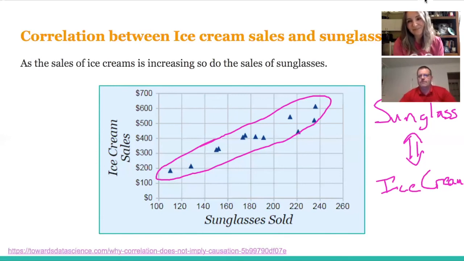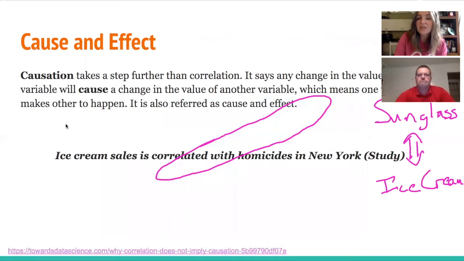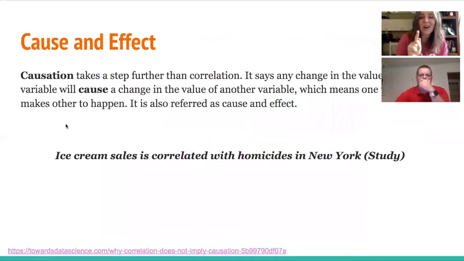Right. Okay. So it turns out that another thing is correlated here. Turns out that ice cream sales and homicides in New York, and I don't have a graph for you on this one, are also correlated. So if you graph these together, you're going to see a pattern. There is a correlation between ice cream sales and homicides in New York.